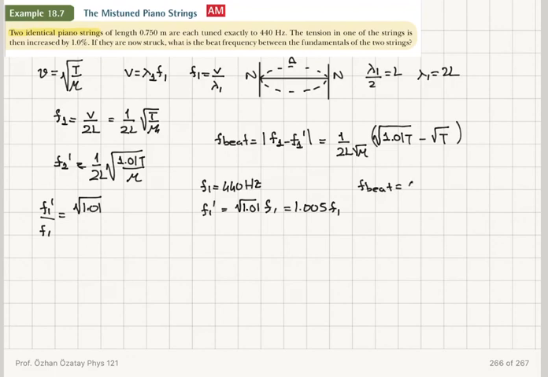So this is actually 1.005 f1. So the beat frequency that I will find will be 0.005 f1, the difference between the two, and that's going to be 0.005 times 440. That will be about 2 Hertz.